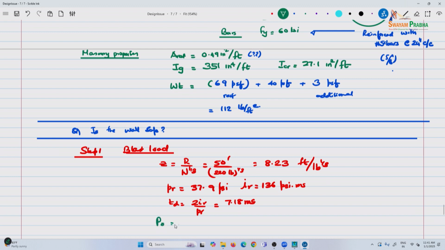Consequently, P naught is PR multiplied by B multiplied by H. So, this is per foot, 37.9 multiplied by 12 inches, and the height is 16 feet, comes to P naught equal to 87.3 kips.